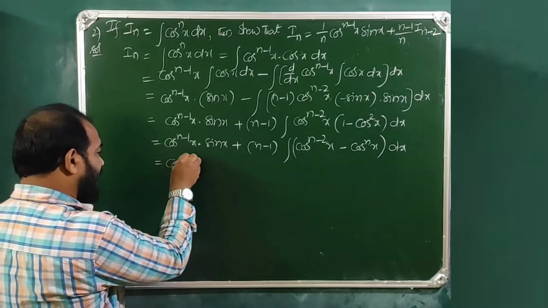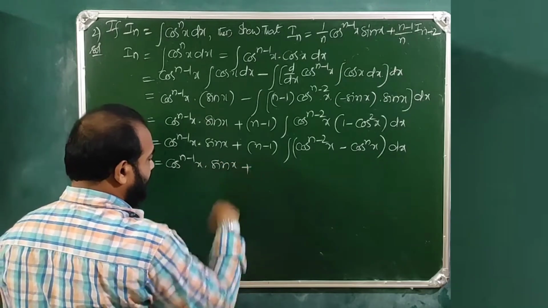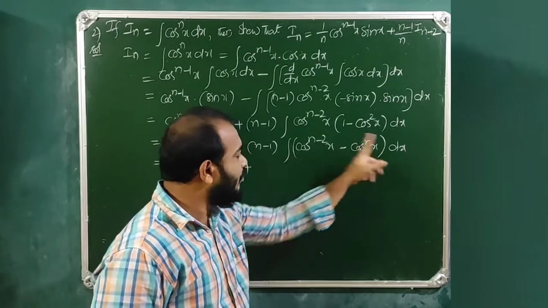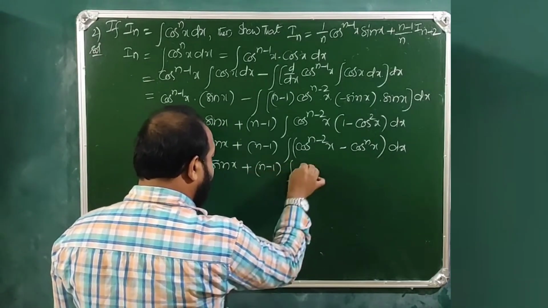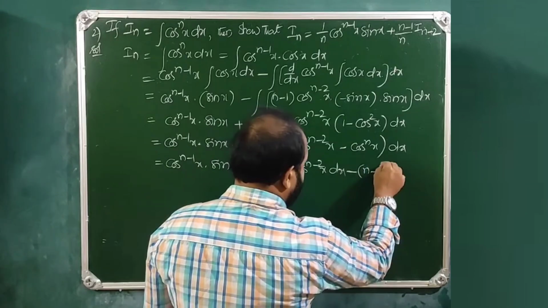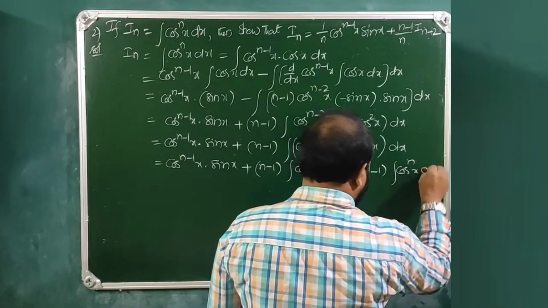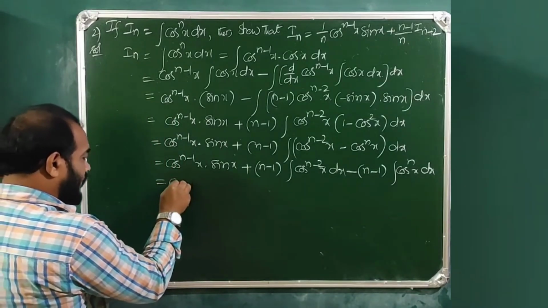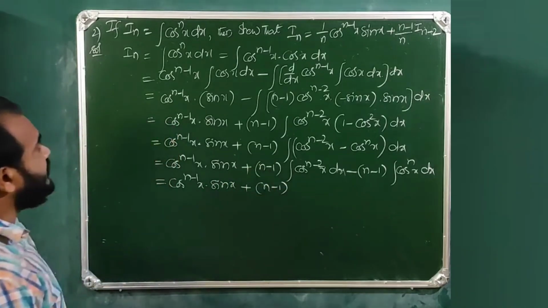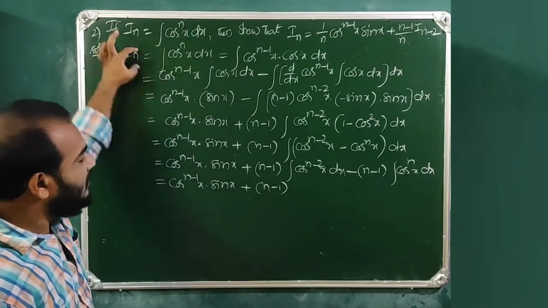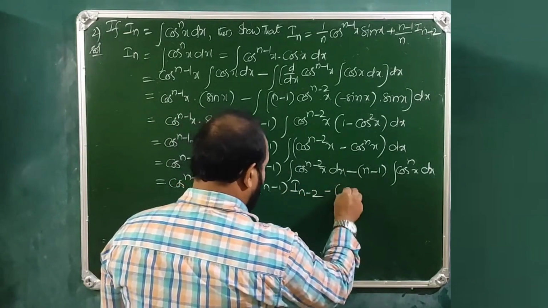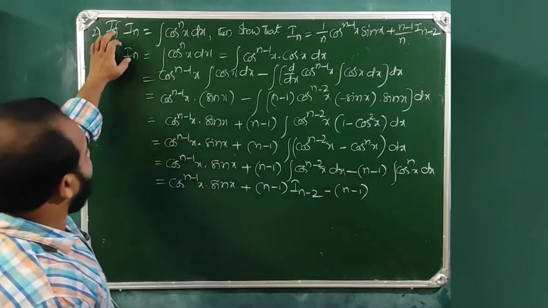So this is equal to cos^(n-1)x sin x plus (n-1), which will be multiplying with both of them, and the integral dx is to be distributed for both of them. So this is (n-1) integral cos^(n-2)x dx minus (n-1) integral cos^n x dx. Since integral cos^n x dx is In, integral cos^(n-2)x dx can be written as I(n-2), minus (n-1) In.